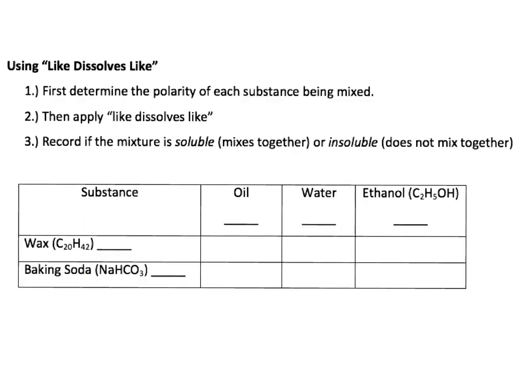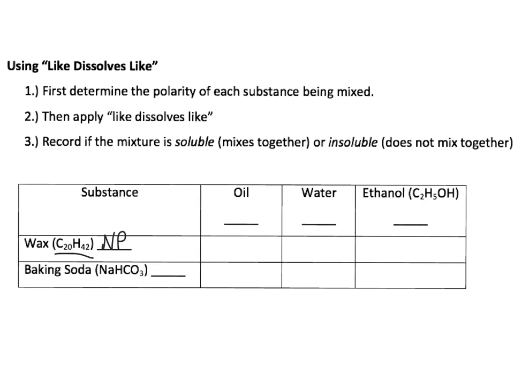You're going to see some demos in class where we start using like dissolves like, but you can fill in these little tables using this idea of like dissolves like as well. First, you have to figure out the polarities of everything, so is something polar or nonpolar. So if we look at this big old table, I have 5 different substances: wax, baking soda, oil, water, and ethanol. Wax is a hydrocarbon, C's and H's, that's it. And what we learned earlier in the video, all hydrocarbons are nonpolar.